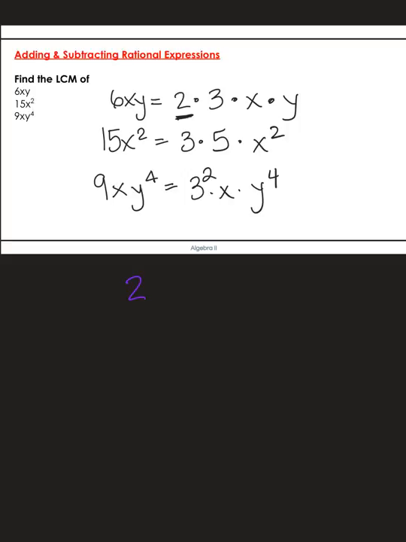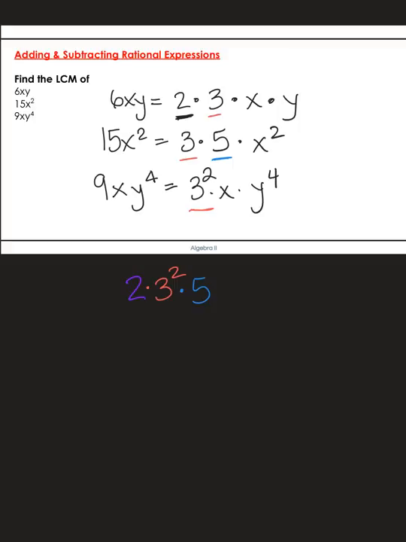The next thing I have is a 3. I have a 3 and a 3 squared, so my highest of the 3's is going to be 3 squared. I'm going to put that down at the bottom. And then next I have a 5. I don't have any more 5's, so my highest occurrence of 5 is 5.